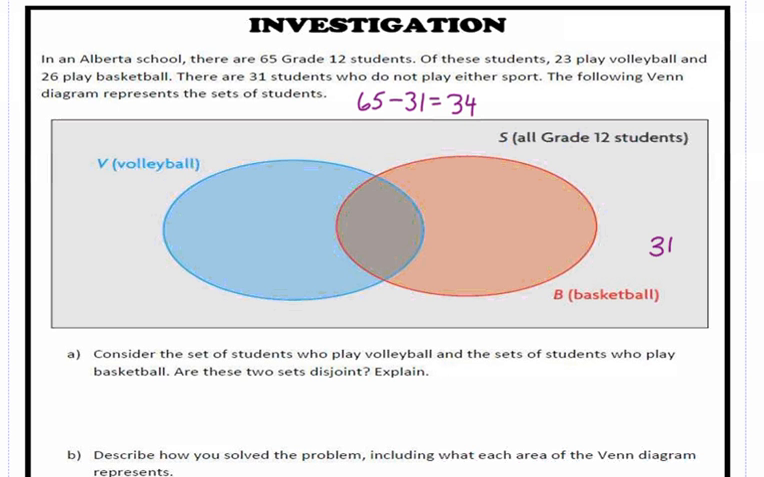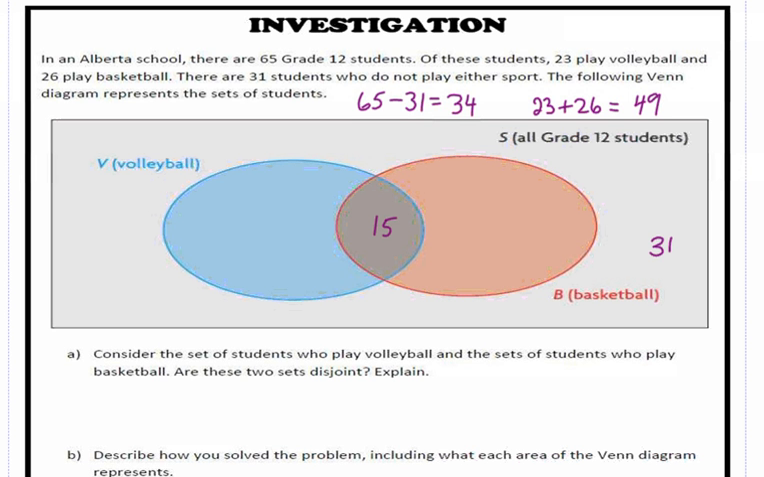Now let's look at the numbers that they told us. They said 23 and 26. If you add those together, does that equal 34? No, it equals 49. So there had to have been some overlap because they don't add to the same thing. In fact, how many would have had to be overlapped? How could we figure that out? 49 minus 34, what does that give us? 15. So 15 play both volleyball and basketball.